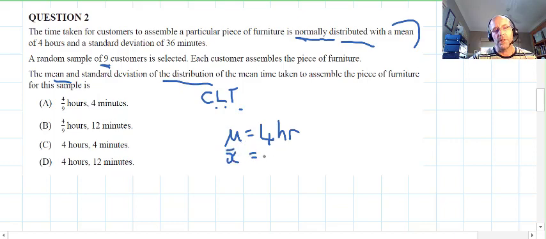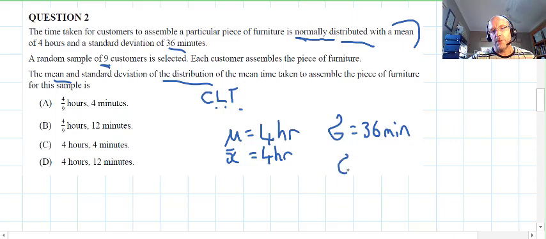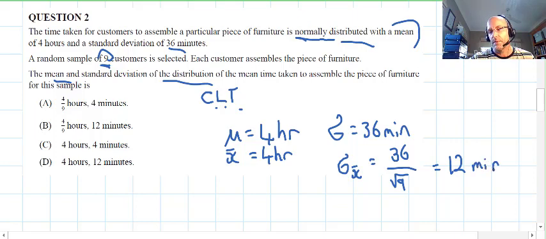Okay, so we can say that 4 hours is also the value for x bar. The standard deviation is 36 minutes, usually given by sigma. And because of the central limit theorem, for the sample, the standard deviation is 36 over the square root of n. N is 9, so it'll be over the square root of 9, which is 36 on 3, which is 12 minutes. So that correlates with a distribution of 4 hours for the mean, and standard deviation of 12, which is option D.